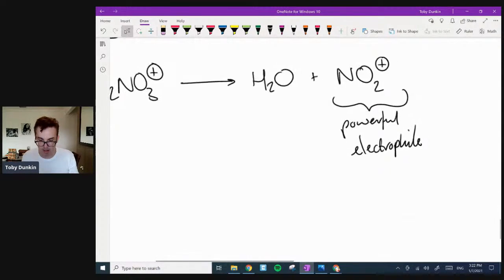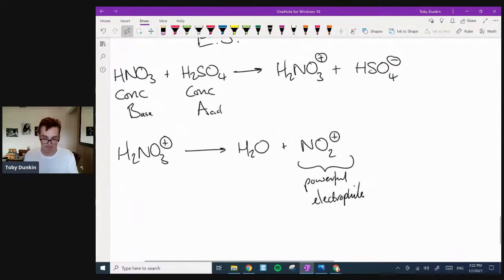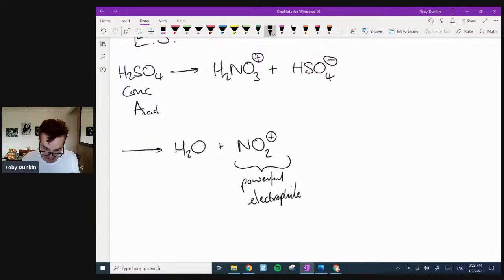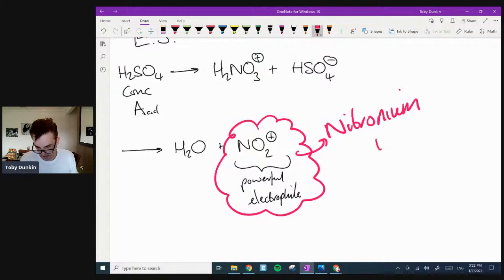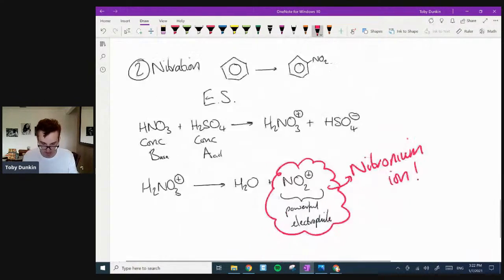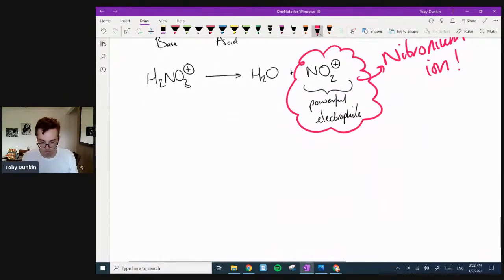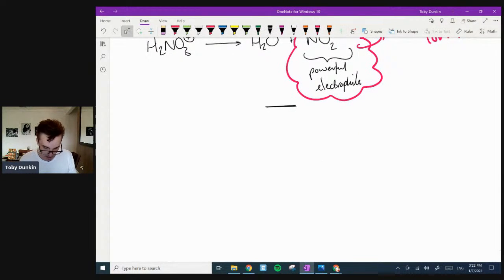Right, now we've got our nitro ion. By the way, this here is called the nitronium ion. Got to say it with an evil voice. This is the nitronium ion. So now that I've got the nitronium ion, I can now run my mechanism.